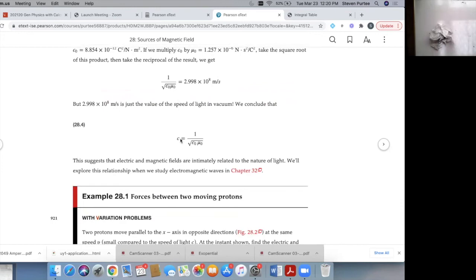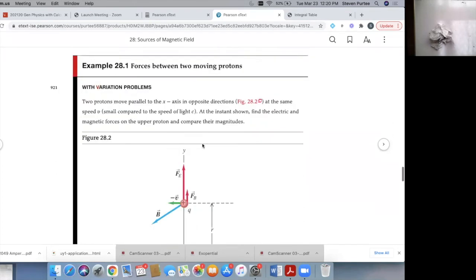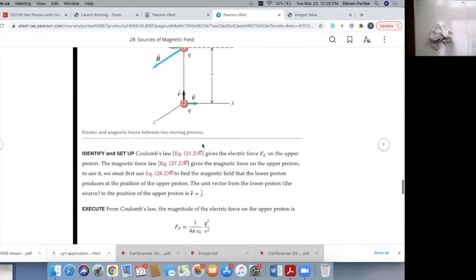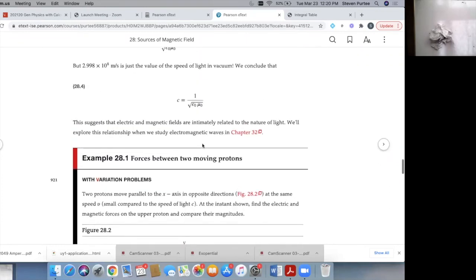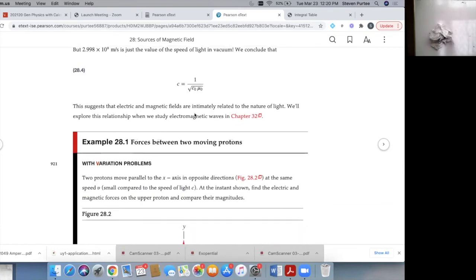The speed of light, by definition, is 1 over the square root of epsilon naught mu naught. And that actually doesn't come from that; it comes from solving the wave equation for electromagnetic waves. We'll actually prove this later. But that's where the speed of light comes from. It's the speed at which electromagnetic waves travel.